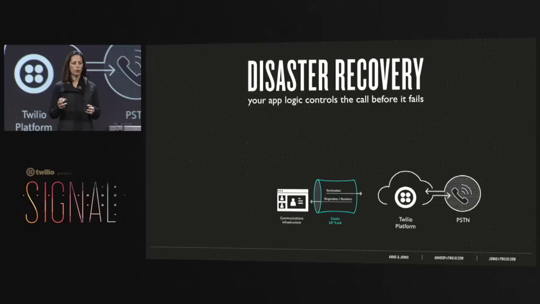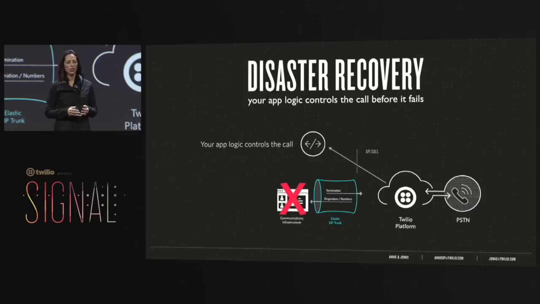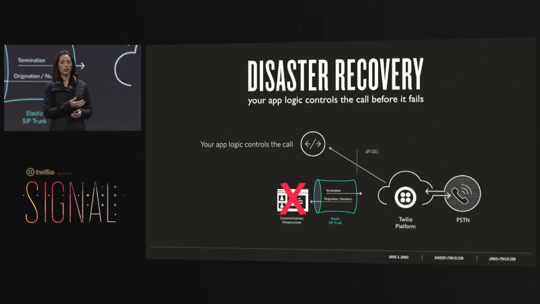So let's say that for whatever reason, there's an issue with your infrastructure in your enterprise. It could be something goes wrong, a cable is unplugged, or it's a simple misconfiguration. And you want to actually receive that incoming call, but your infrastructure is down. So with TwiML and with disaster recovery, we give you the ability to build your own application to control that incoming call and never lose that customer call that's coming into your enterprise.